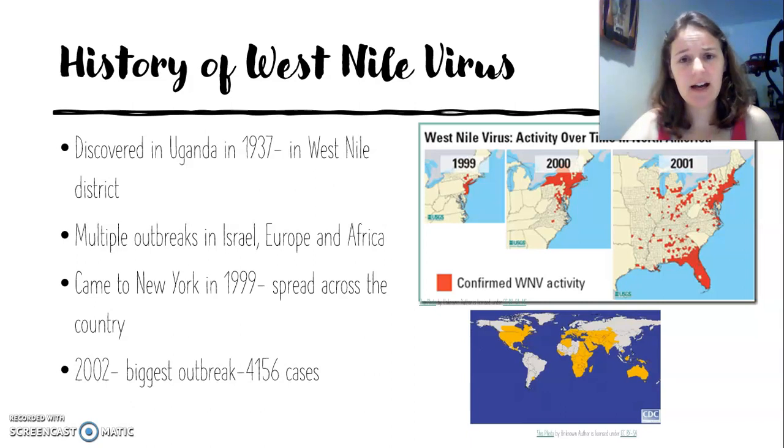And since 1999, it's spread across the country. In about 3 years, it spread across the country, and this is due to bird migration, people bringing birds across, anything, because birds are the hosts. So 2002 was when the biggest outbreak ever occurred, and that was in the United States. There were 4,156 cases, and you can see here on the map the spread as it grew across the years. And then on the bottom is basically just showing what regions are affected by this disease.